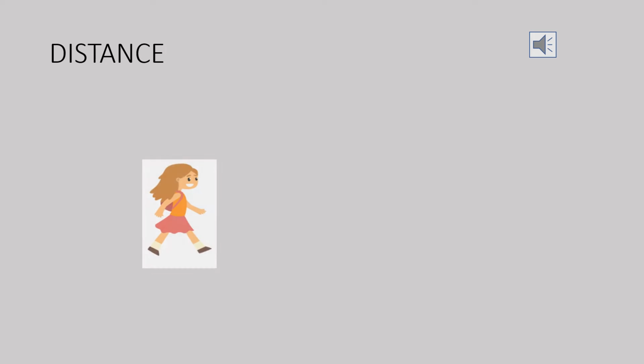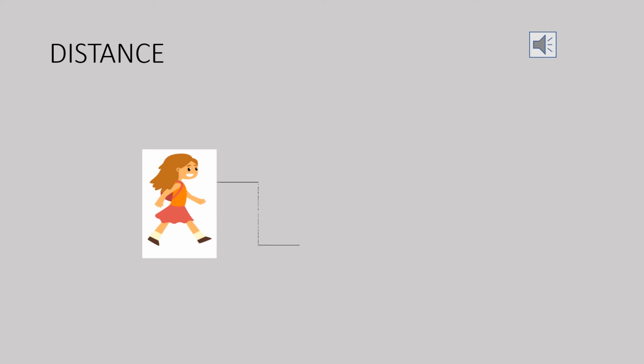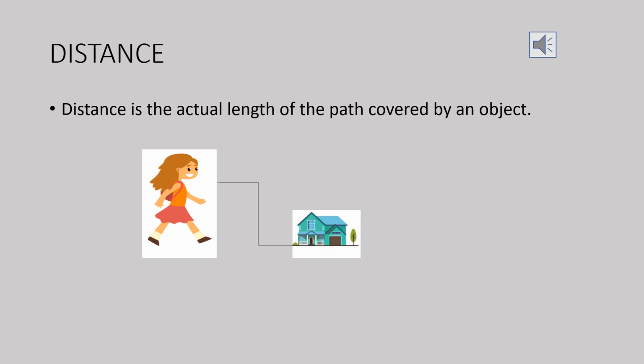Distance. There is a girl who covers a distance of 10 kilometers from her school to her house. Now what is distance here? The distance is the actual length of the path covered by any object. Distance is a scalar quantity. Why? Because it is expressed only through magnitude.